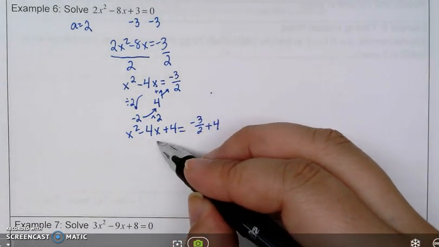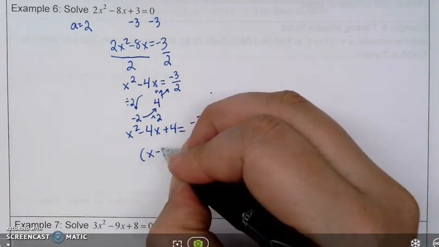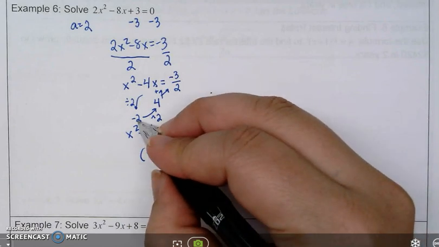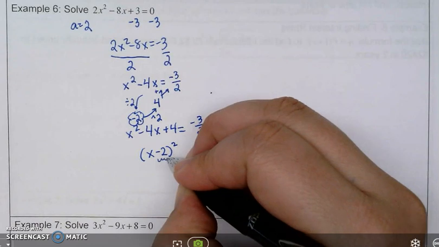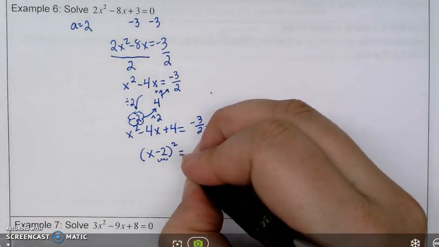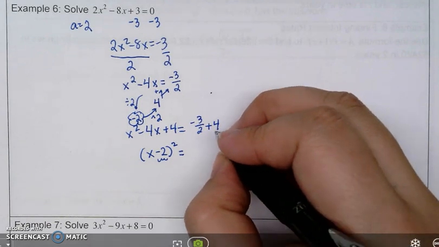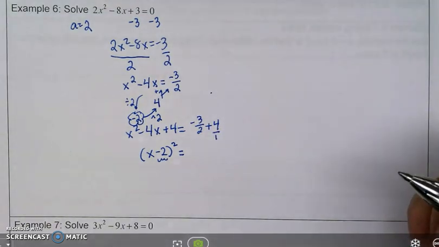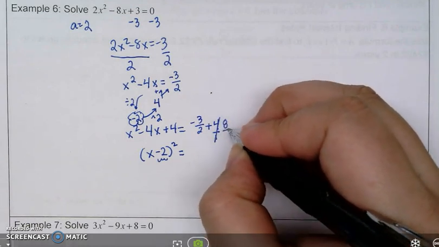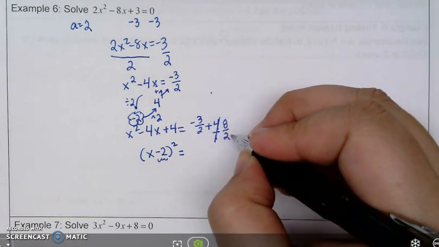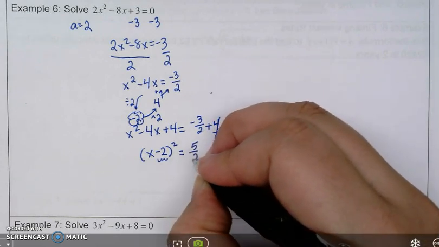And the whole point of doing that is so that we have this perfect square trinomial, and we can write this as x minus 2 squared. Remember that negative 2 that I said would come up again right here. There it is. Equals. Now, if I have a fraction, I need a fraction in order to add them. So right now I have 4 over 1. I need to change this to be something over 2, so I'm going to change this to 8 over 2. Now that they have the common denominator, I can add them. 8 minus 3 is 5 halves.